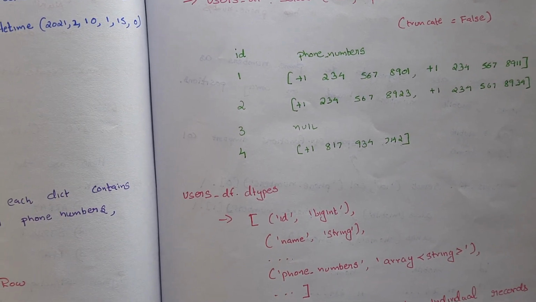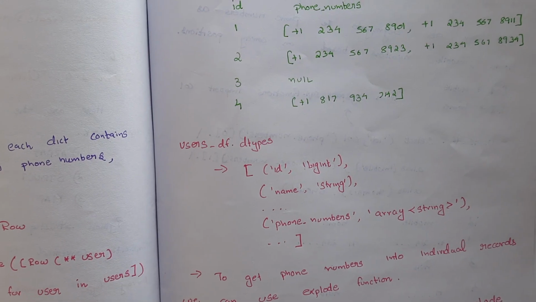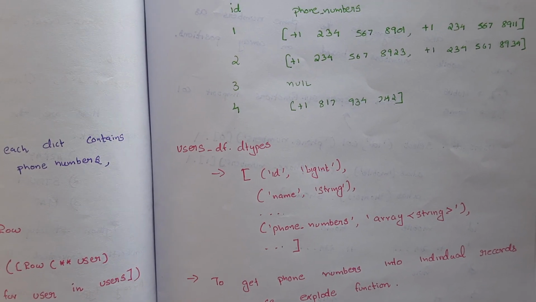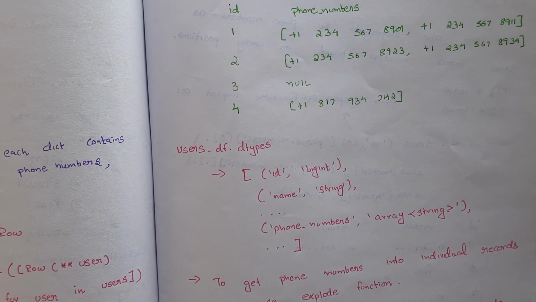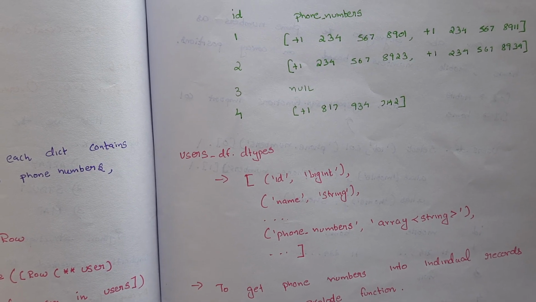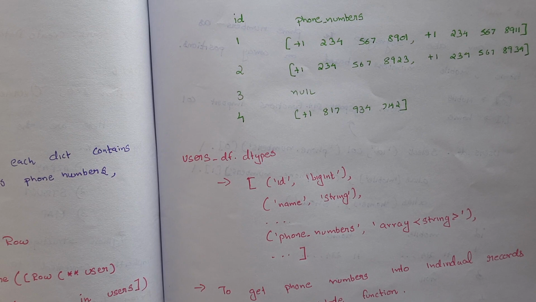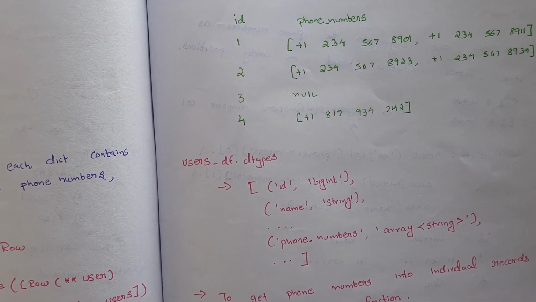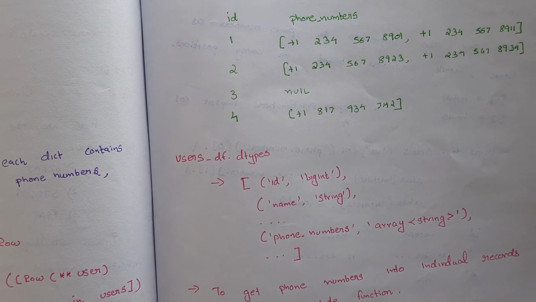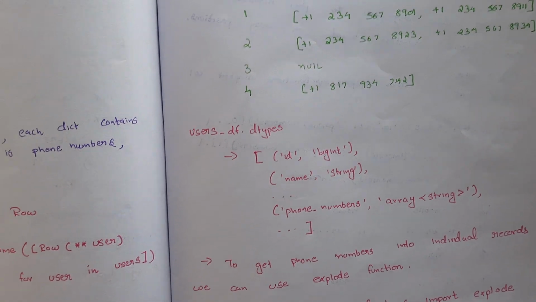And then if we try to do user_df.dtypes, dtypes will return a list of tuples. So I will get a column and a data type here. So id is bigint, name I'm getting as a string, and the phone number I'm getting as an array of string.